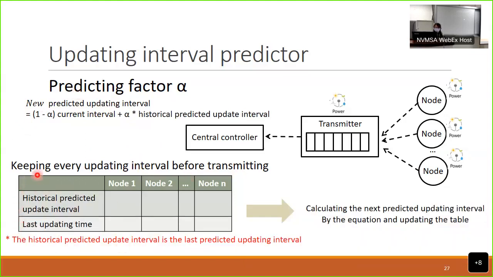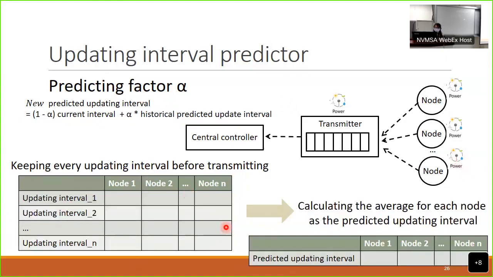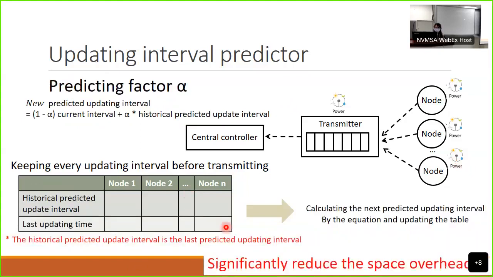Instead, we only keep two pieces of information for each node: the historical predicted update interval and the last update time. The last update time is used to calculate the current interval, and the historical predicted update interval is the last predicted updating interval. With these two pieces of information, we can calculate the next predicted updating interval by this equation and update the table. This way can significantly reduce the space overhead.